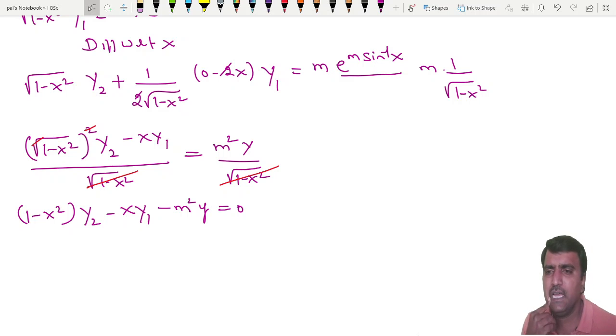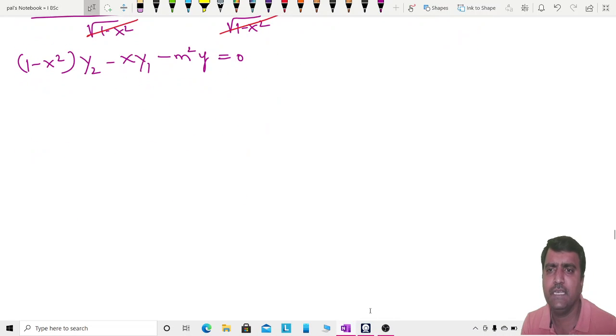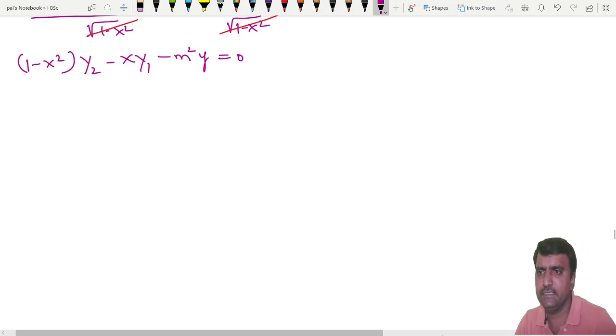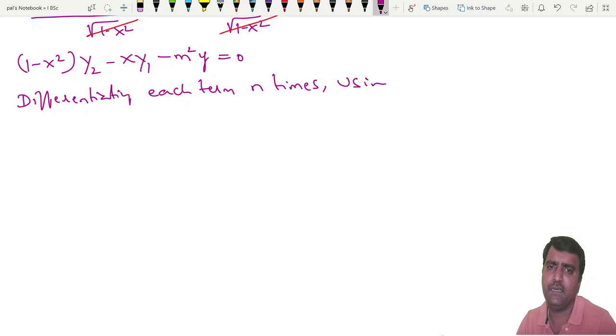Okay, so now you differentiate this n times, differentiating n times by using Leibniz theorem, differentiating each term n times using Leibniz theorem.